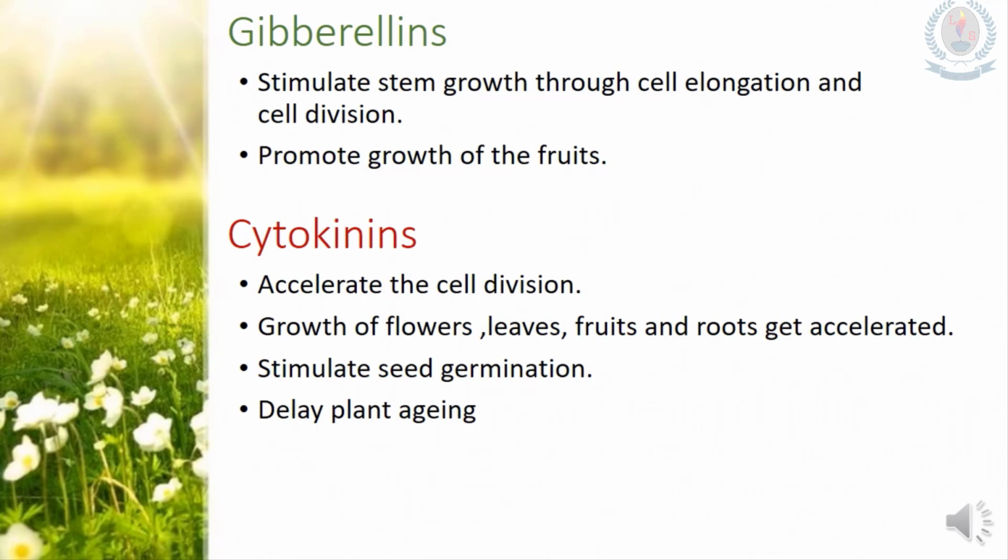Now let's see the next types of plant growth substances. The next one is gibberellins. It stimulates stem growth through cell elongation and cell division, and also promotes growth of the fruits. The next type is cytokinins. It accelerates cell division, growth of flowers, leaves, fruits and roots gets accelerated, stimulates seed germination and delays plant aging. So these are the functions of cytokinins.